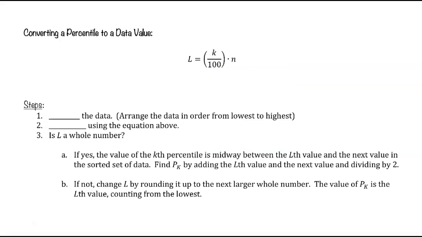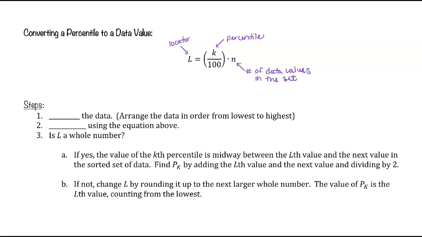Suppose we want to do this process the other way around. Rather than finding the percentile for a certain data value, we want to figure out which data value a certain percentile corresponds to. In order to do that, we need to be able to calculate what we call a locator value, and we denote that with a capital L. In this equation, K denotes the percentile being used, and N is the number of data values in the dataset.